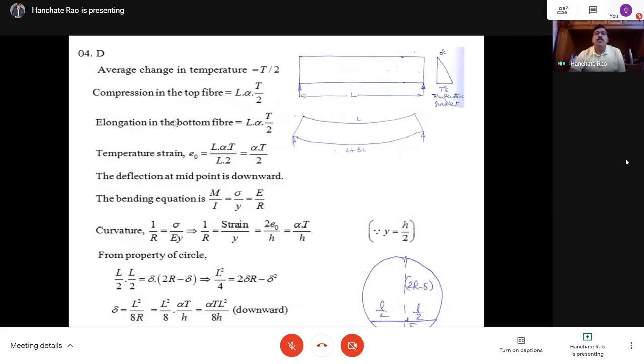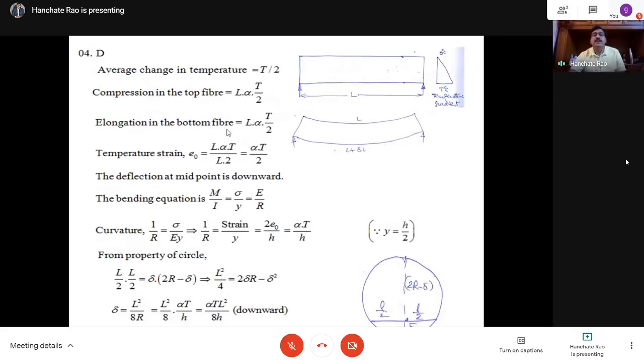Because of this, what is the compression in the top fiber? We know because of temperature the change in length is L alpha delta T. Top fibers are getting compressed, bottom fibers are elongated because temperature is more at the bottom fiber. The top fibers are in compression, which is equal to L alpha T by 2. Similarly, elongation in the bottom fiber will be L alpha T by 2.